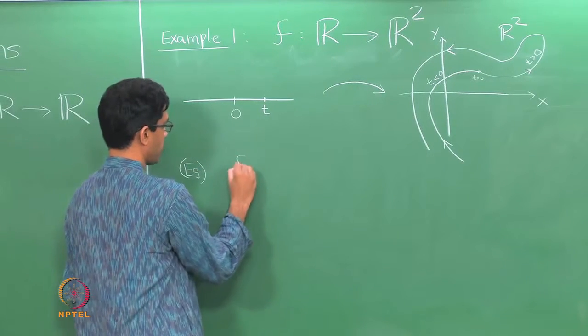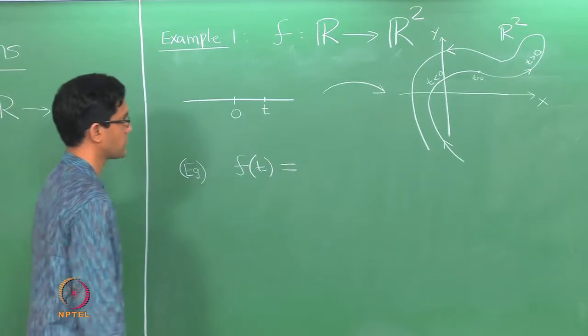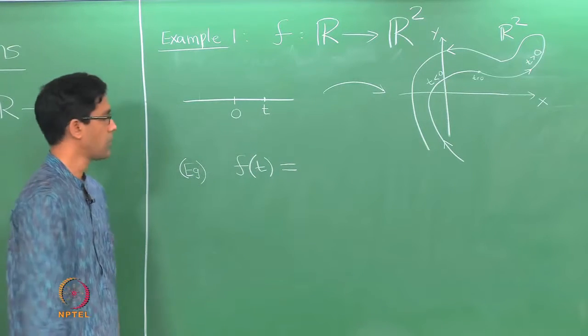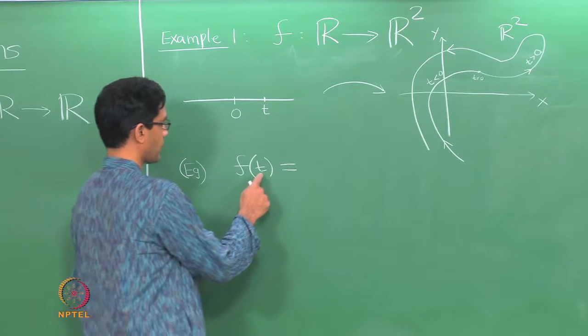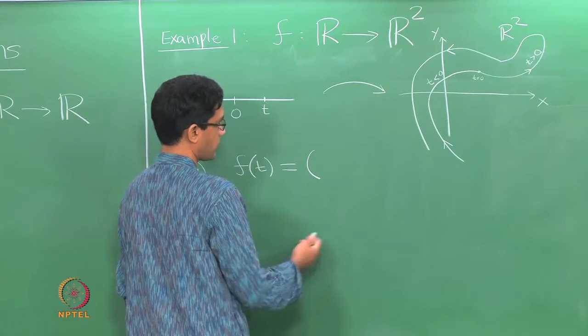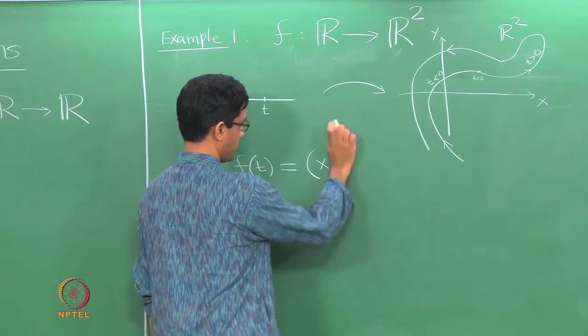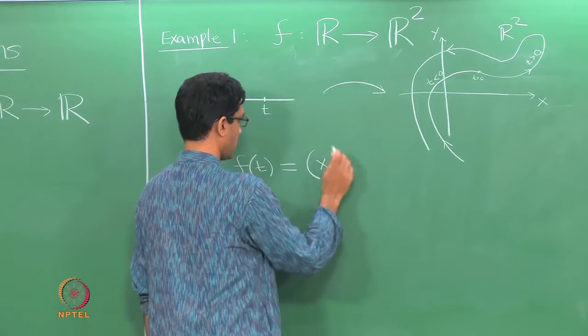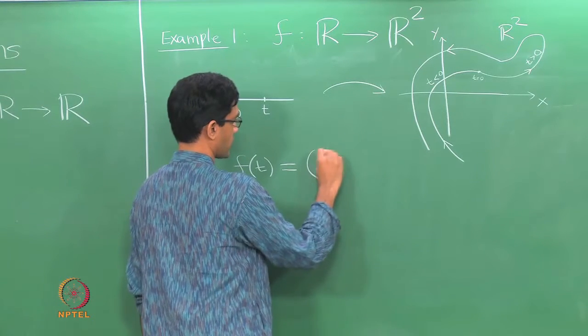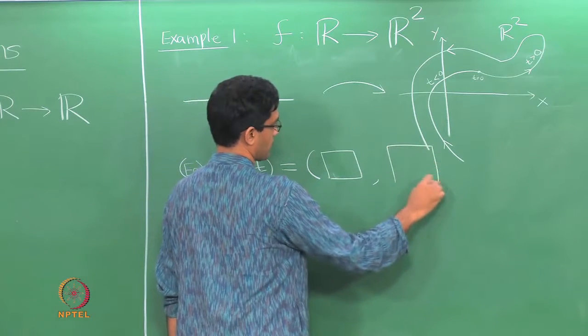So let us take the function f defined as follows. f of t is, so if you want to write formulas for functions from R to R2, what would you want to do? For each value of t you must specify a point on R2, and a point on R2 is actually two coordinates x and y. So here is what you would say: let the first coordinate be some function of t. What I write here should be a function of t, which varies as t varies, and here I should write another function of t.